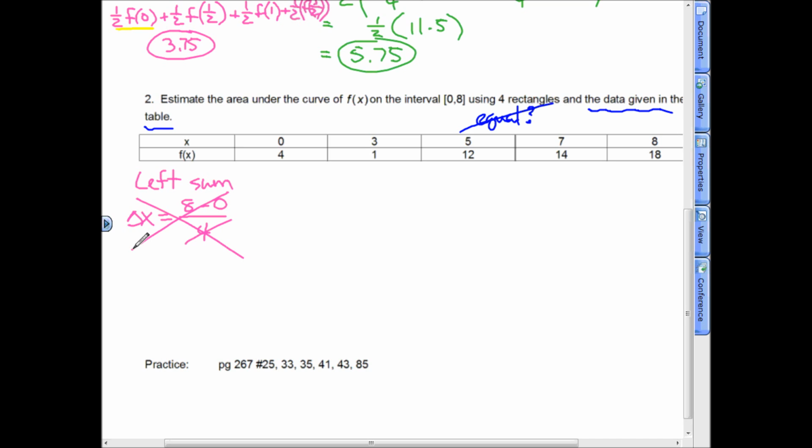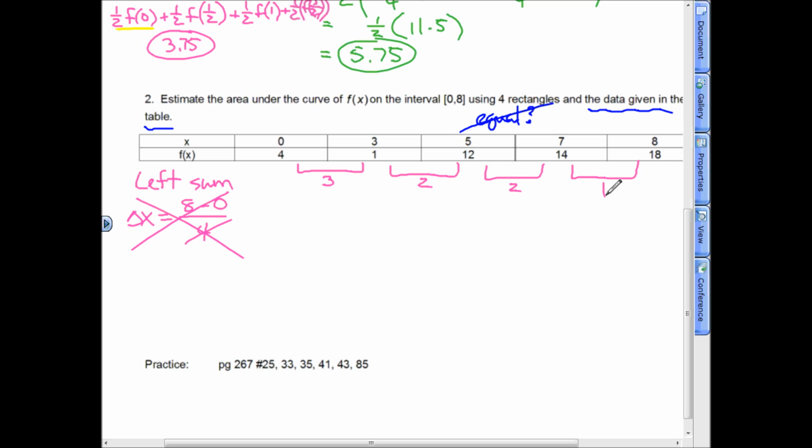I can't do that. So what I have to do is use the data in the table. Well, this first rectangle is how wide? It looks like it's 3 units wide. My second rectangle, it looks like it's 2 units wide because it goes from 3 to 5. My third rectangle, it looks like is 2 units wide. And my fourth rectangle, it looks like is 1 unit wide.